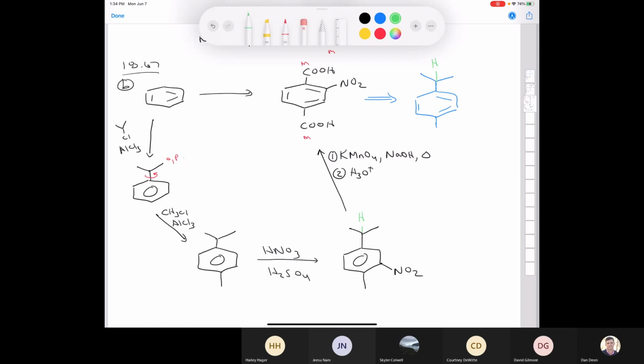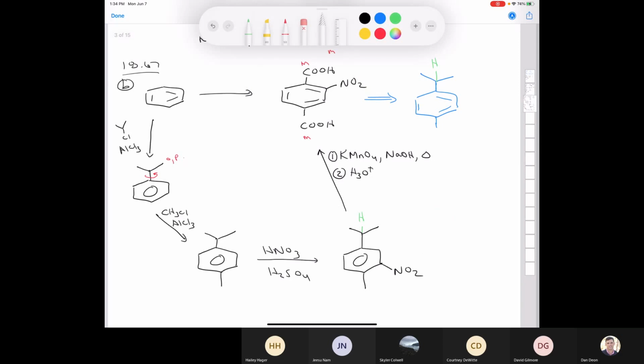Remember, it will be in this orientation, right? You'd have your carboxyl group up here, your nitro group here, and your other carboxyl group here. But this is the exact same thing as this, isn't it? Okay, there we go. That's another good problem.